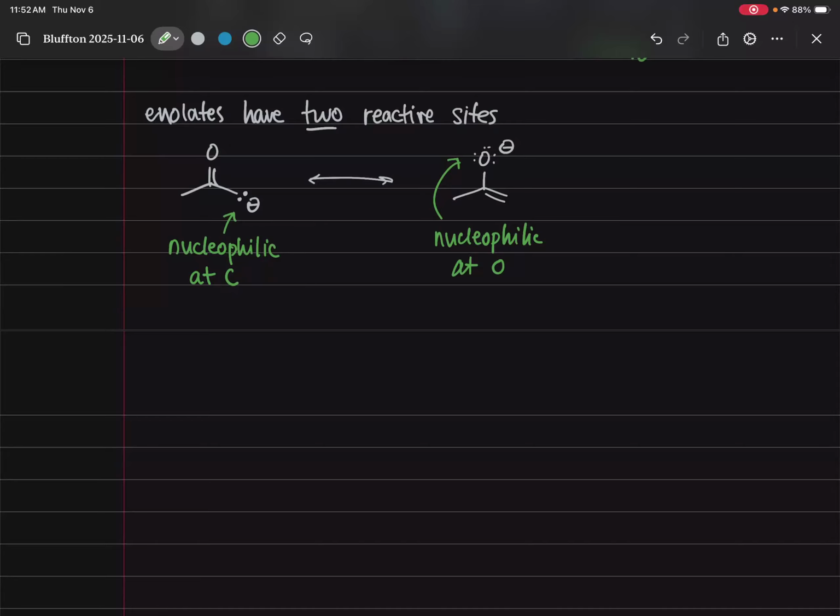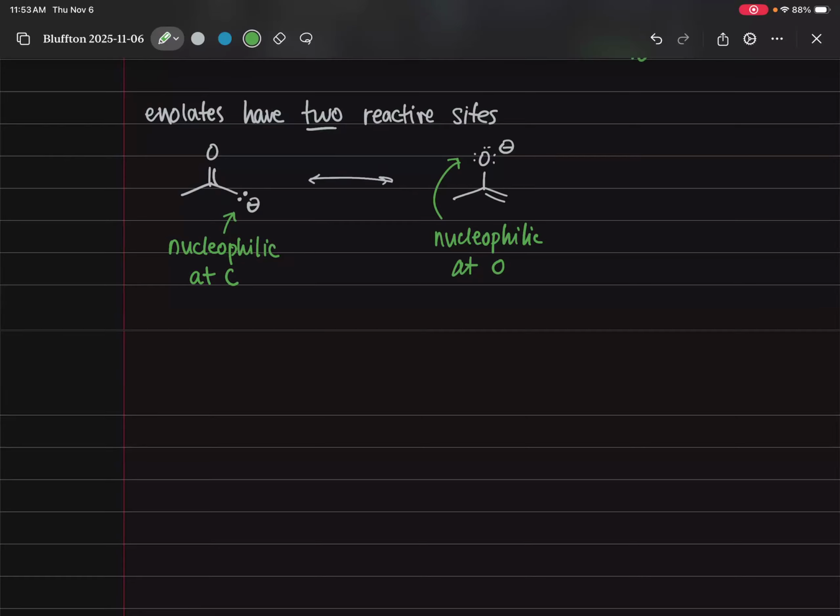Based on your knowledge of electronegativity trends, which of these is a stronger nucleophile, carbon or oxygen? So in order for something to be a stronger nucleophile, that means it's a more reactive molecule. More reactive molecules are generally less stable. So another way of asking that is, which of these is less stable? Having a negative charge on a carbon or having a negative charge on an oxygen?